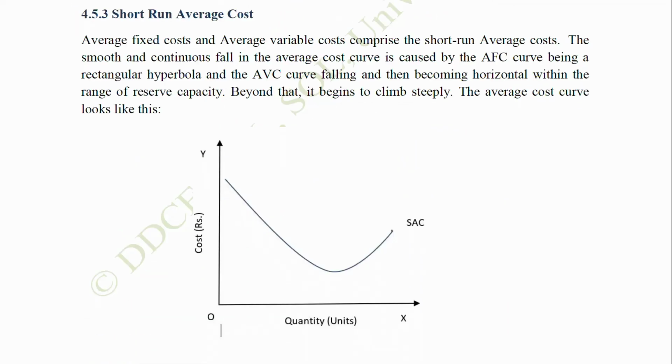4.5.3 Short-run average cost. Average fixed cost and average variable cost comprise the short-run average cost. The smooth and continuous fall in the average cost curve is caused by the average fixed cost curve being a rectangular hyperbola and the average variable cost curve falling and then becoming horizontal within the range of reserve capacity. Beyond that, it begins to climb steeply. The average cost curve looks like this, which is depicted in Figure 19.